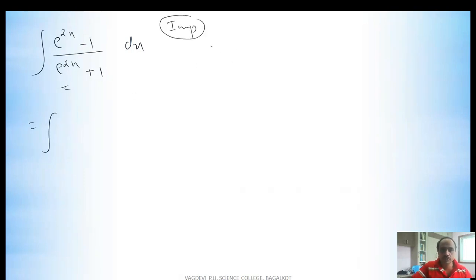The technique here is to divide numerator and denominator by e to the power x. Keep in mind, it's a typical question for KCET also. Whenever you have e to the power 2x like this, divide by e to the power x, numerator and denominator. So what do I get? e to the power 2x by e to the power x is e to the power x. Minus 1 by e to the power x. It is e to the power minus x.